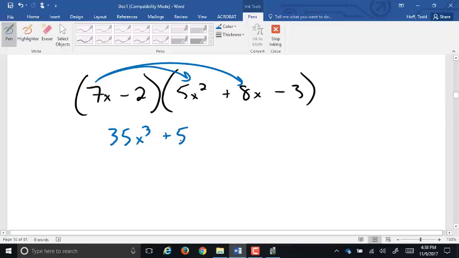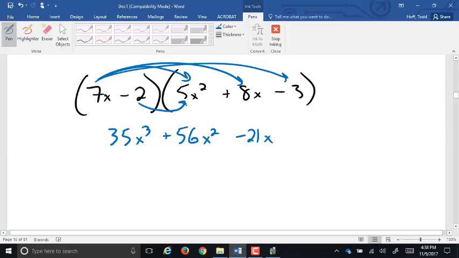7 times 8 is 56. X times x is x squared. 7x times negative 3 is negative 21x. Good. Now when we go over to the negative 2, I'm going to drop down a row so I can line things up.